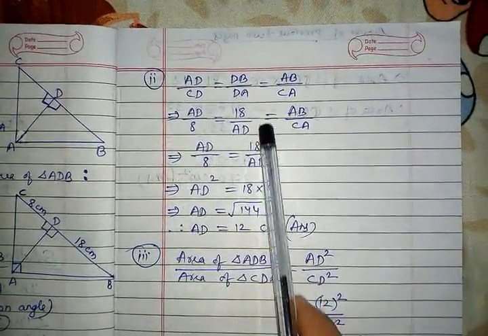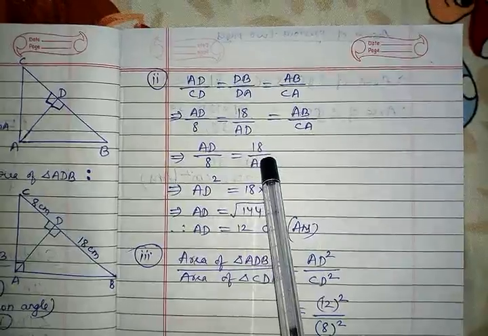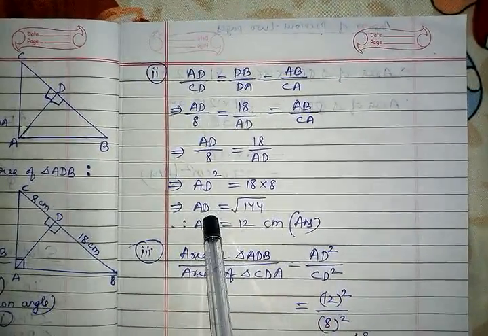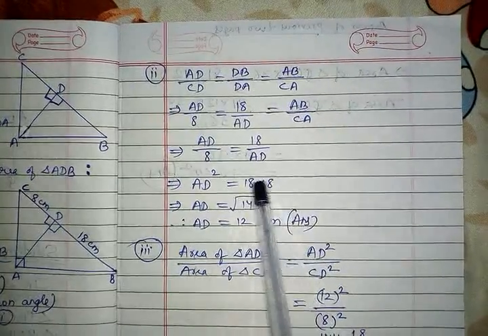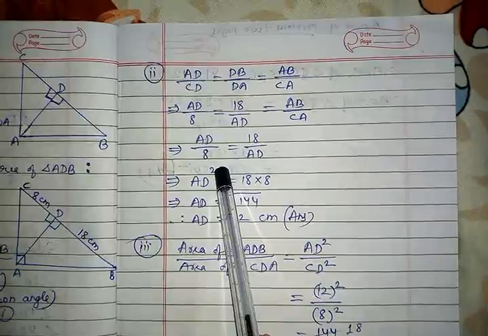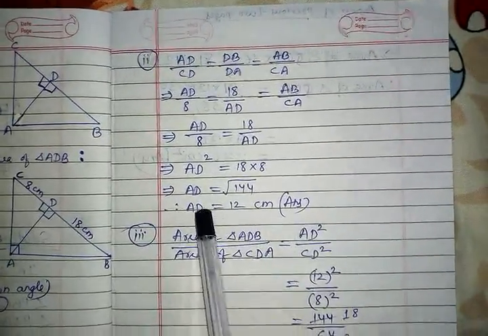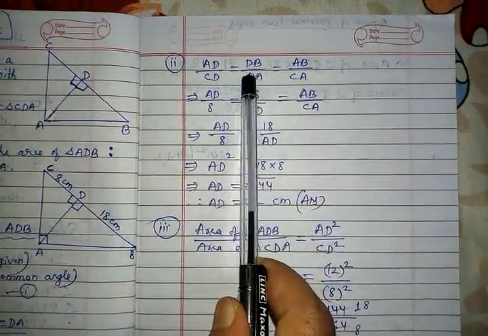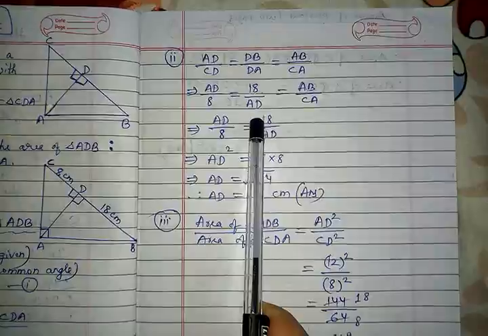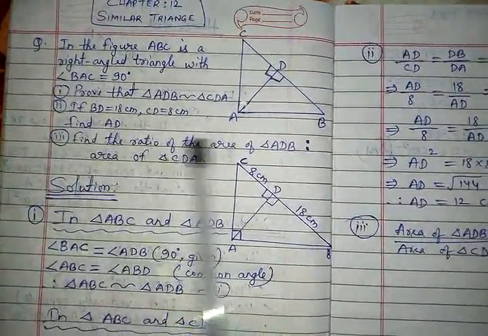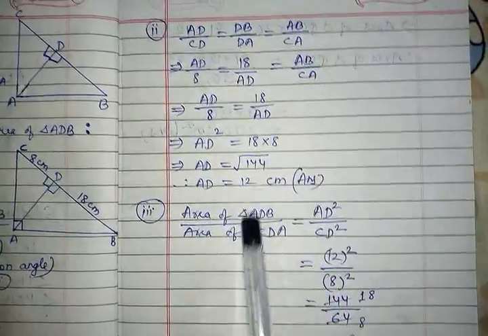Now we have to take these two pairs. So now AD into AD will be AD square, equal to 8 into 18. AD equal to root over 144. If you multiply these both, 144, root over. Root over, why? Because whenever we remove the square from the left side, we get root over on the right side. AD equal to 12 centimeters. So our second question answer, AD, we also got it. But here is a technical thing: DA and AD are same. So here I change the name to AD. Why? Because there is no DA in the question. It is AD. So DA and AD are same.